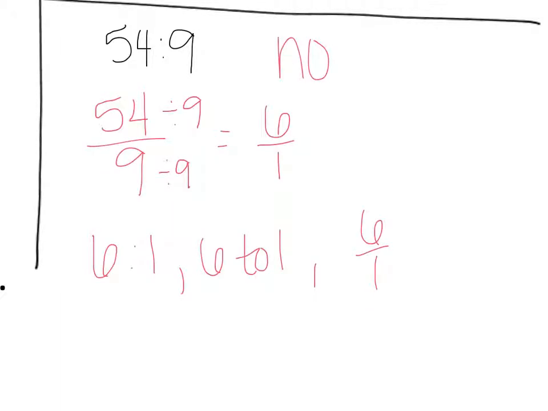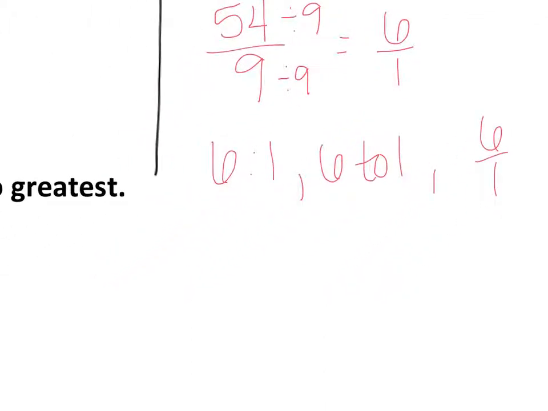Okay, this last one I want you to try on your own. I want you to try 54 to 9. So pause the video, put that ratio in simplest form if it's not already. Okay, whenever you are looking at 54 to 9, you should notice that it's not in simplest form because you can divide out a 9 from both your numerator and your denominator. Your simplified ratio should look like 6 to 1, which you can write any of those 3 ways.